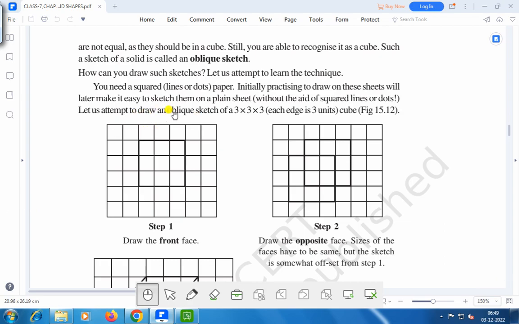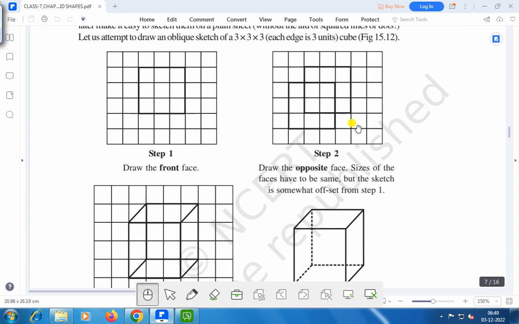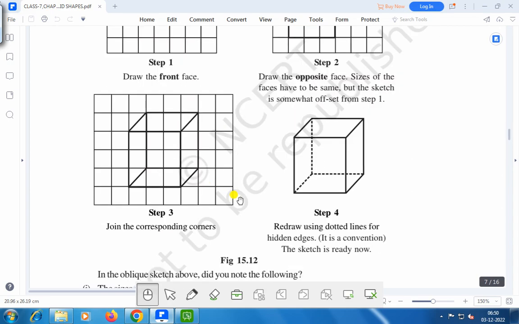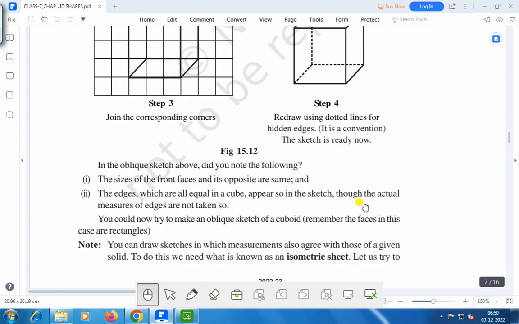Let us attempt to draw an oblique sketch of a 3x3x3 cube, each edge of 3 units, like this. Draw the front face, then draw the opposite face. The size of the face has to be the same, but the sketch is somewhat offset from step 1. Join the corresponding corners and redraw using dotted lines for hidden edges. It is a convention. The sketch is ready now.